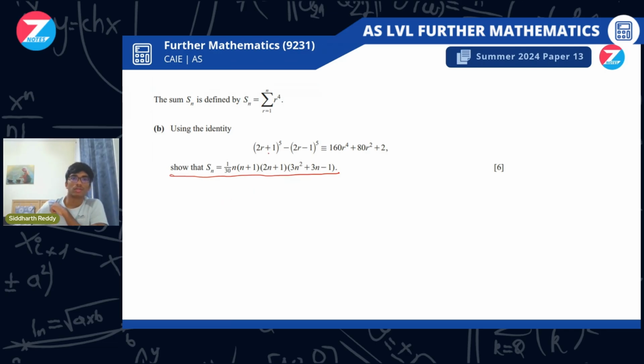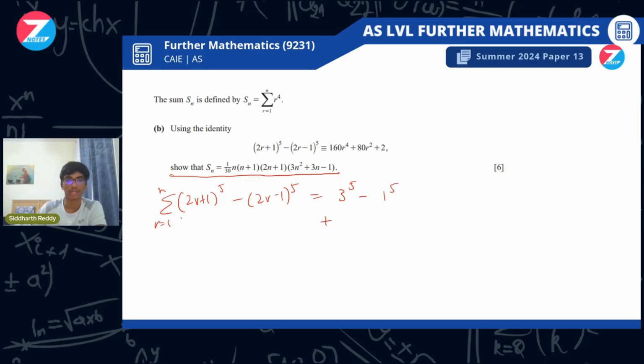Okay. So let's begin by taking the summation on both sides from r equal to 1 to n of (2r+1)^5 minus (2r-1)^5. So what will this be equal to? We'll substitute 1 and check. When we substitute r equal to 1, for the first part it will be (2 into 1 plus 1) to the power 5, which is 3 to the power 5, minus (2 into 1 minus 1), which is just 1 to the power 5.